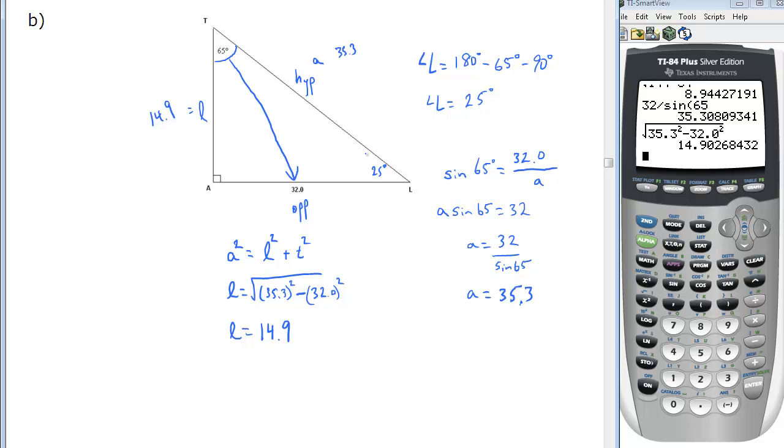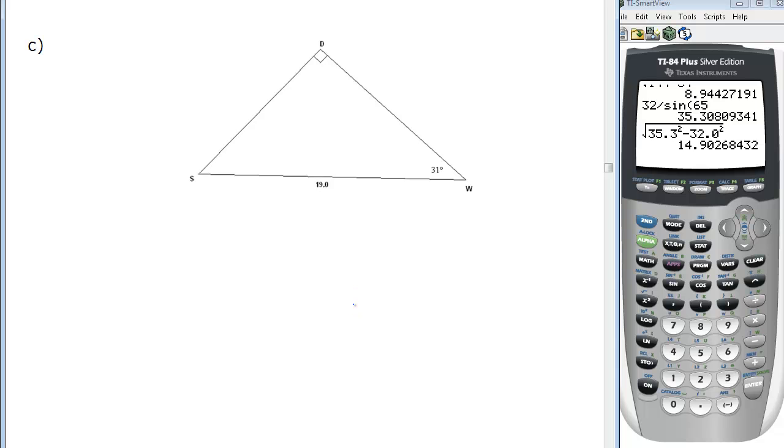And quickly check, smallest angle, opposite the smallest side, so that makes sense. 90 degrees is our biggest angle, opposite the hypotenuse then, and that is our biggest side. So again, the triangle makes sense. So there's those answers. Example C then, we'll continue.